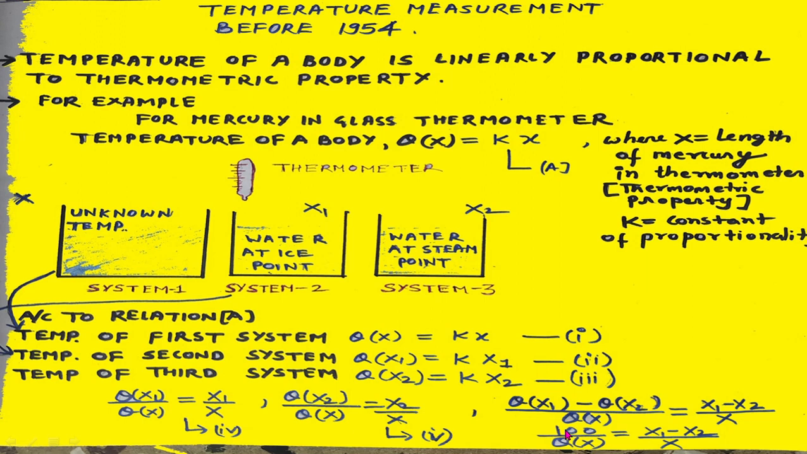So now you can see in this expression, theta x is the temperature of the unknown body here, and it can be determined by finding out x1, x2 and x, where x1, x2 and x are the lengths of the mercury in the thermometer when the thermometer came in contact with system 1, system 2 and system 3 respectively.